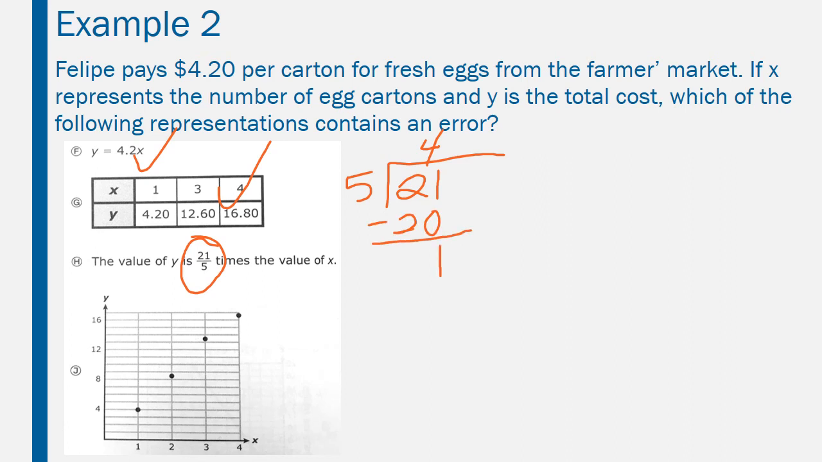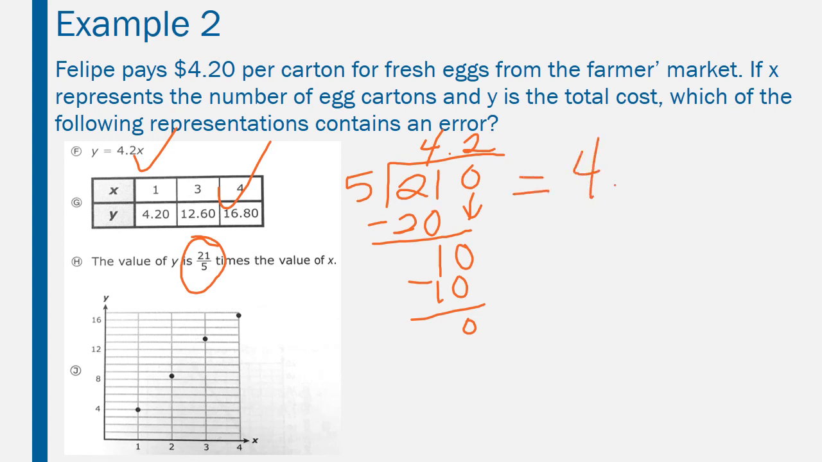Bring my remainder down. Am I going to create a fraction here, a mixed number, or am I going to keep going as a decimal? As a decimal, what do I need to add right now? Very good. A decimal and a 0. Let's bring that 0 down. 5 goes into 10 how many times? 2. Good job. 2 times 5 is 10, and I have a remainder of 0. So my answer to 21 divided by 5 is 4 2/10.